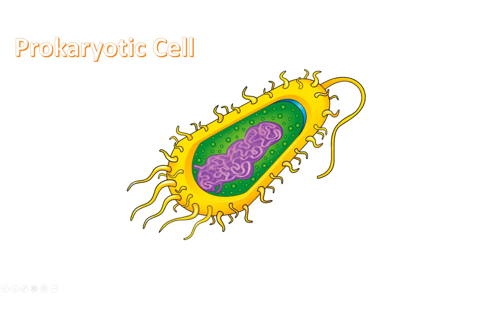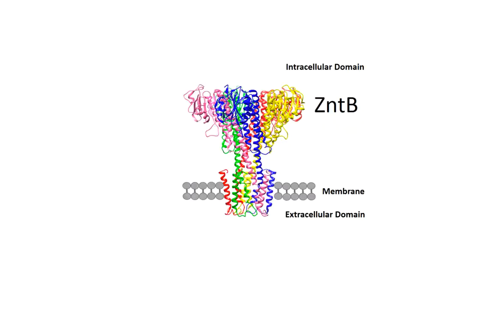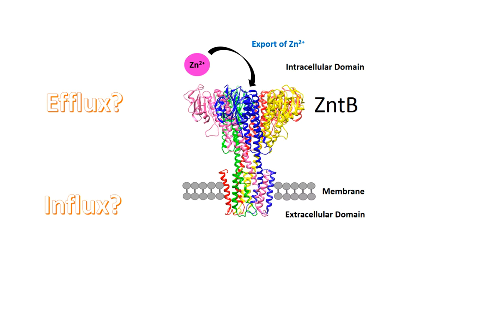ZntB is a prokaryotic zinc transporter protein that spans the intracellular, transmembrane, and extracellular regions. There is controversy as to whether ZntB is an efflux or an influx transporter. As an efflux transporter, it would export divalent zinc out of the cell. As an influx protein, it would import divalent zinc into the cell. Regardless, the role of the protein is essentially the same, transporting zinc in and out of the cell.